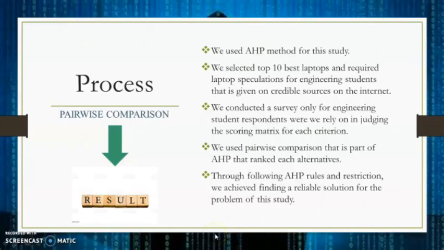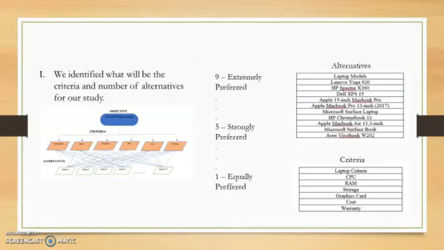For the process, using the AHP method, the researchers selected the top 10 best laptops and the required laptop specifications for engineering students, as given by credible sources on the internet. They also conducted a survey of engineering student respondents only, on which they relied in judging the scoring matrix for each criterion. Using pairwise comparison, which is part of AHP, they ranked each alternative. By following AHP rules and restrictions, the researchers achieved a reliable solution for the problem of the study.